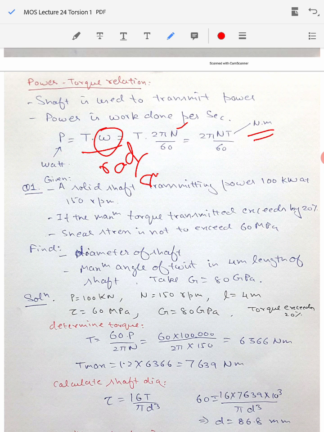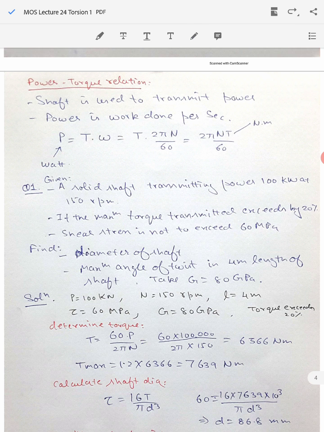If power is given in horsepower instead of watt, you will divide by 75 also, and you will get the relation as 2 pi N T divided by 4500 instead of the relation shown here, because we are using SI units. Mostly in the numericals you are given the power in watt.